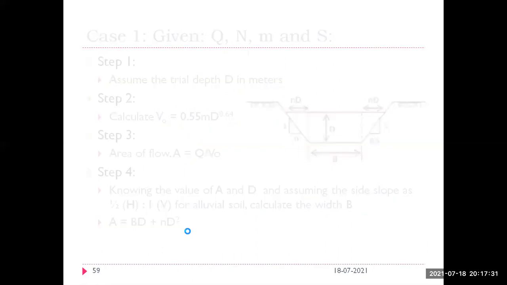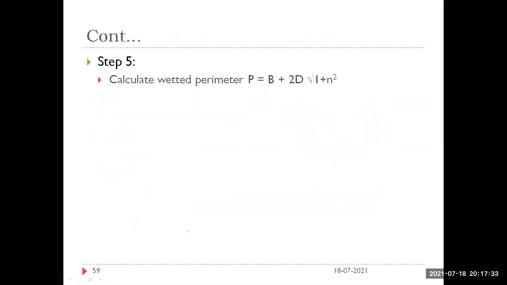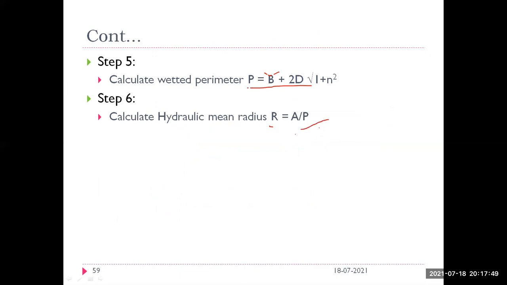ND square. Step number 5 is to calculate the perimeter. P is equal to B plus 2D root 1 plus N square. So after calculating the B value, calculate the wetted perimeter. And step number 6 is to calculate the hydraulic mean radius, that is R is equal to A by P, because in step number 3 you calculated the area, and in step number 5 you calculated the perimeter. So after that, calculate the hydraulic mean radius.